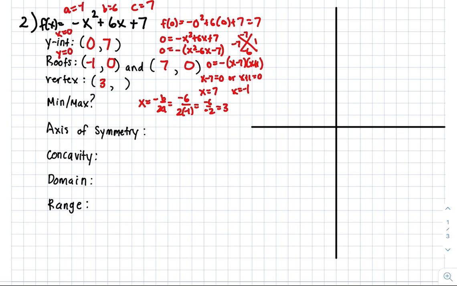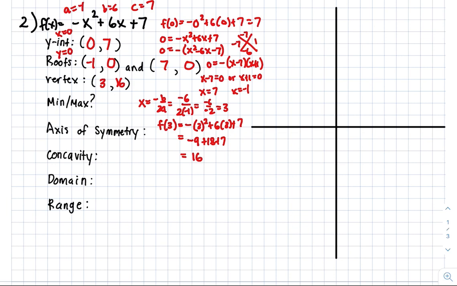Now to find your y value, right, you plug it into the original equation. So f of 3 is equal to -3 squared plus 6 times 3 plus 7. And that's going to give you guys -9 plus 18 plus 7, which is 16. So it's going to be 3, 16 is your vertex.